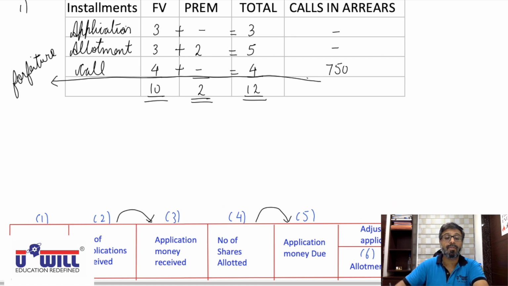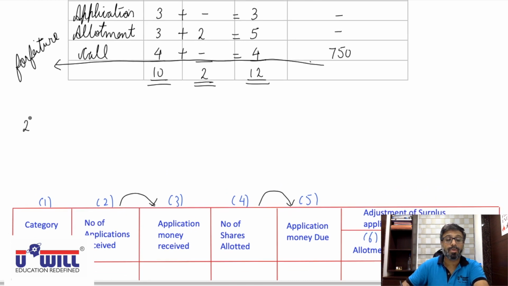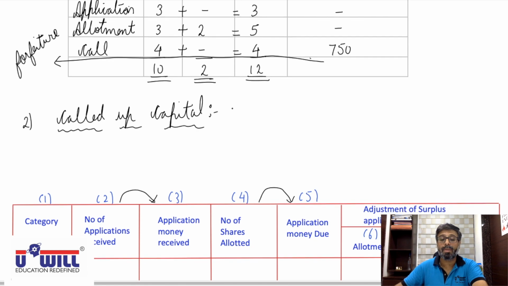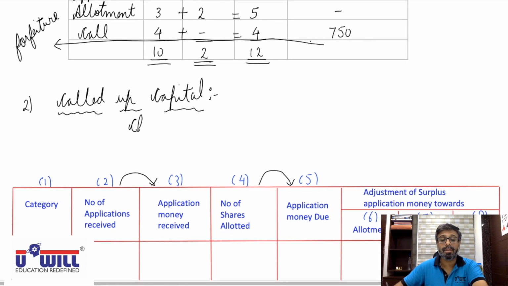Now second working what we will be making will be of called up capital. So all of you read on called up capital. Now only one person is there here, Mr. Chintan, who has not paid the money. His shares are forfeited after final call. So called up capital is entire rupees 10. So called up capital is rupees 10 per share. This will help us in forfeiture entries.